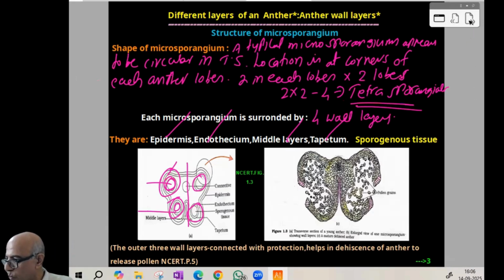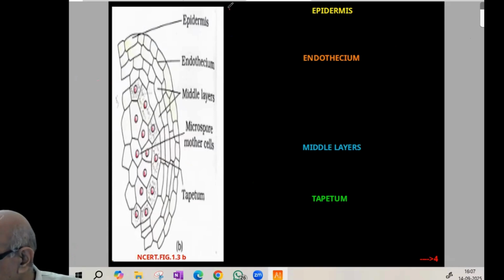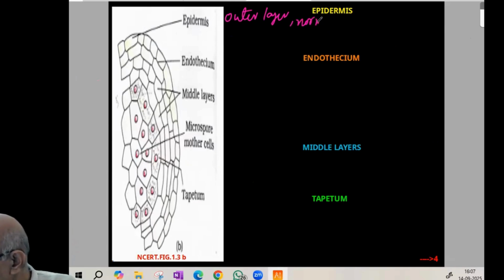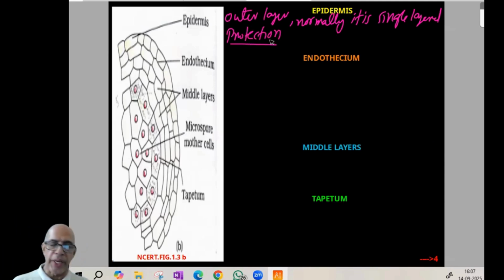Now we can proceed to each wall layer. First is epidermis. The diagram is very clear in the enlarged NCERT figure. It is the outermost layer, the outer layer, that is epidermis. Normally you can find a single layer. The main function is protection.